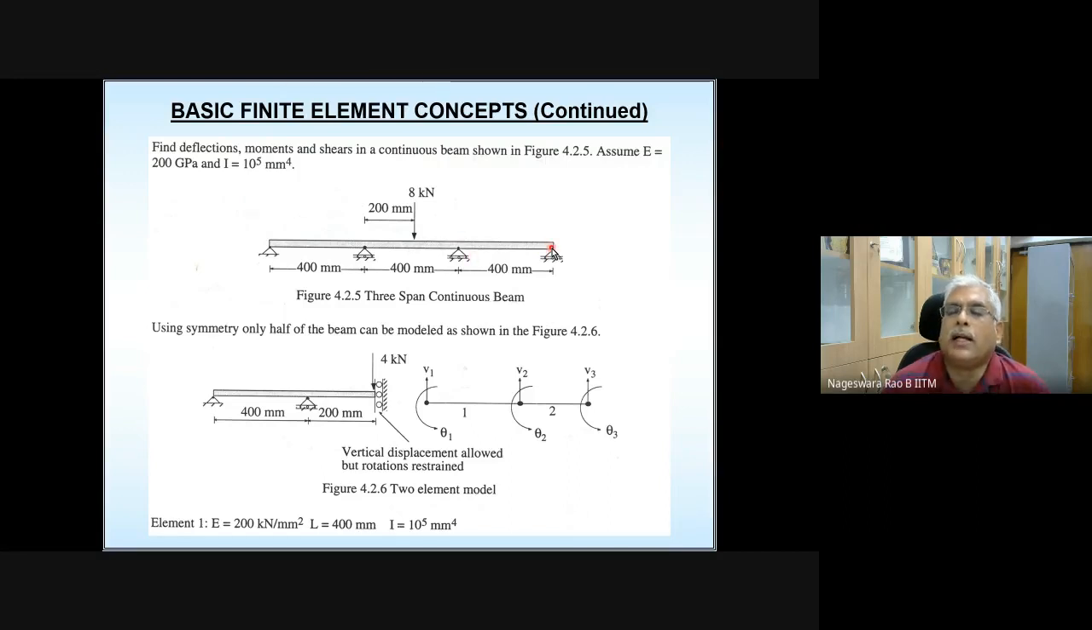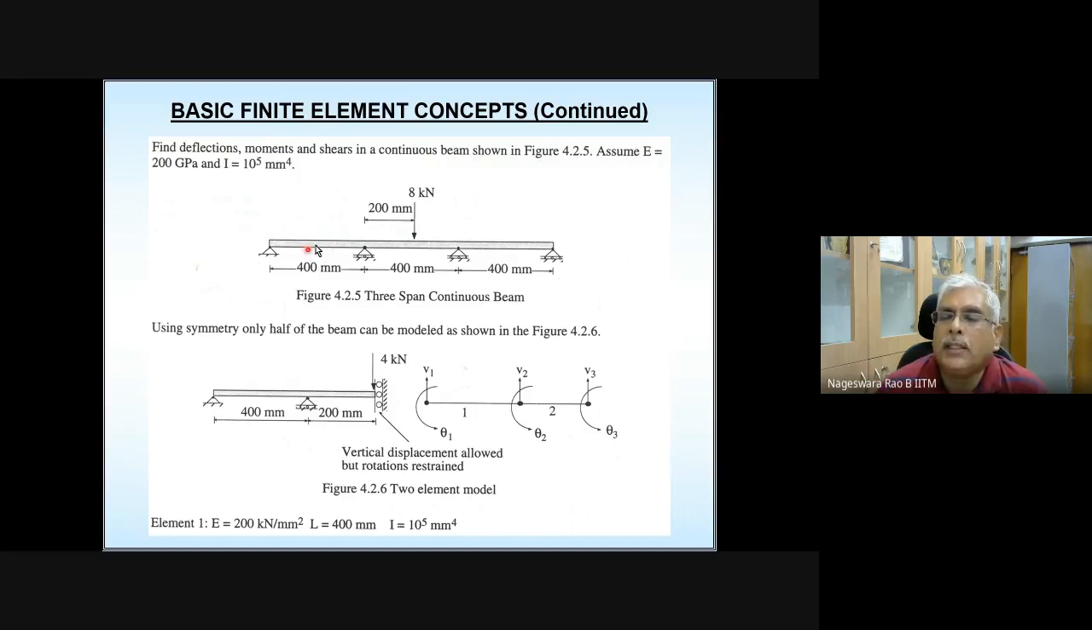And please note that if you want to solve this entire problem, there are going to be 5 nodes, 1, 2, 3, 4, 5. At each node, you have 2 degrees of freedom. So finally, the equation system is going to be a 10 by 10 equation system.